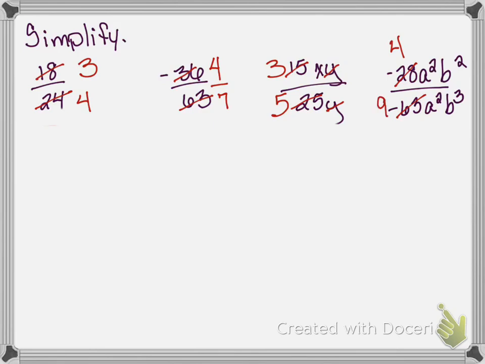9. Okay, now I have an a squared on top and an a squared on bottom. What happens to my a's? They cancel. Okay, so they're gone. A squared, a squared.